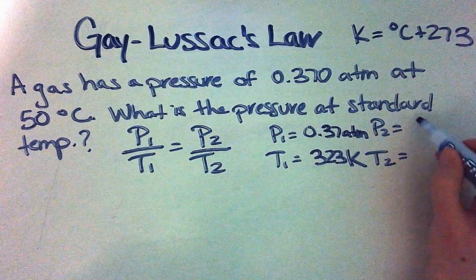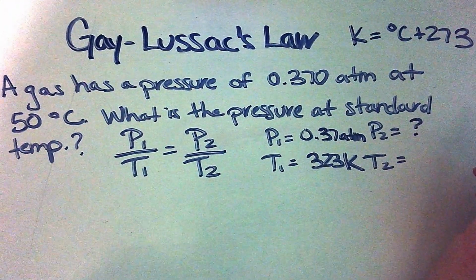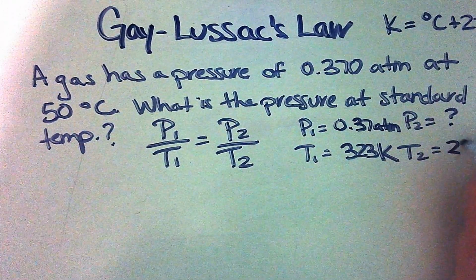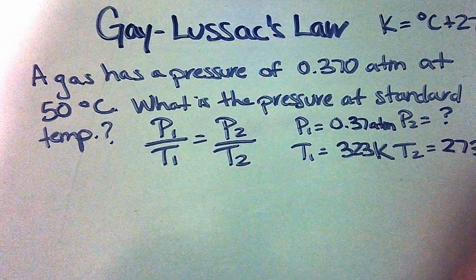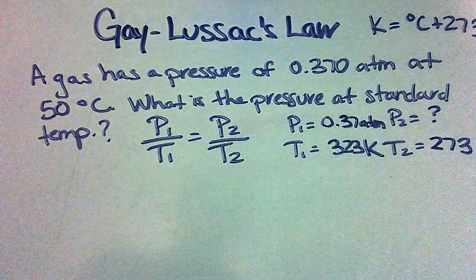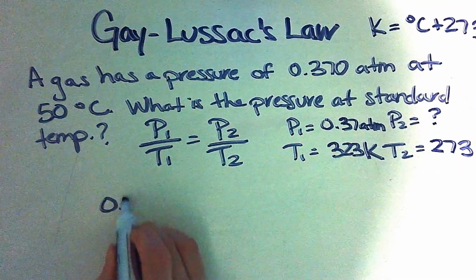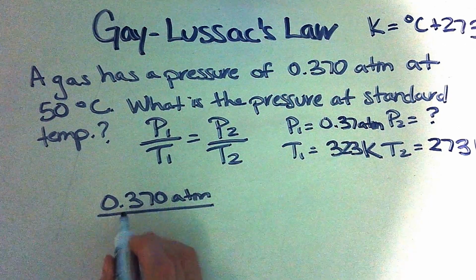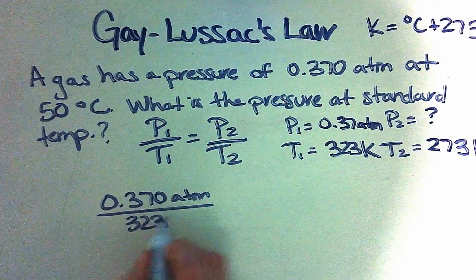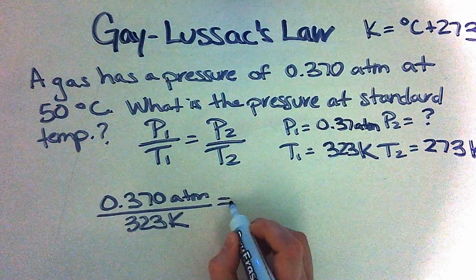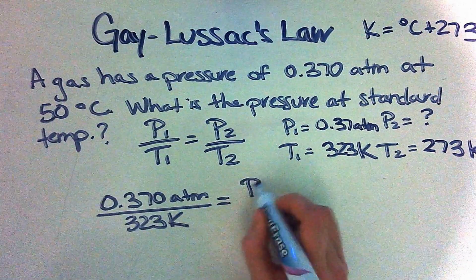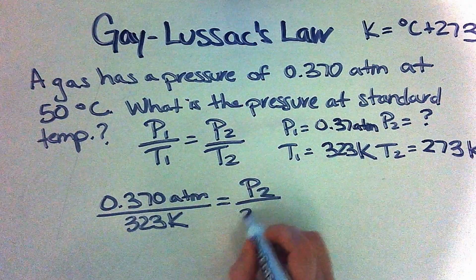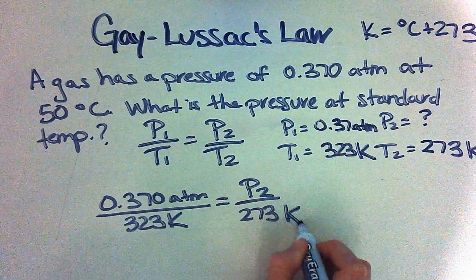Now I'm asked, what is the pressure at standard temperature? So that means I don't know my pressure yet, but I have a plan. Standard temperature is 273 Kelvin. So now I am ready to plug into my equation. So 0.370 atmospheres divided by 323 Kelvin. I'm going to set that equal to my second pressure, I don't know yet, divided by my second temperature, so 273 Kelvin.